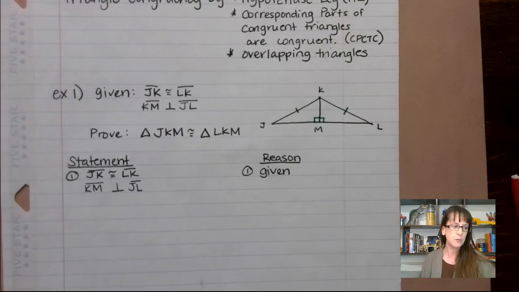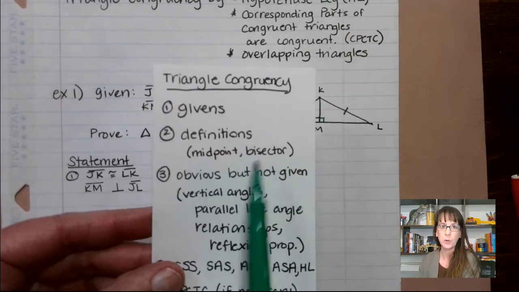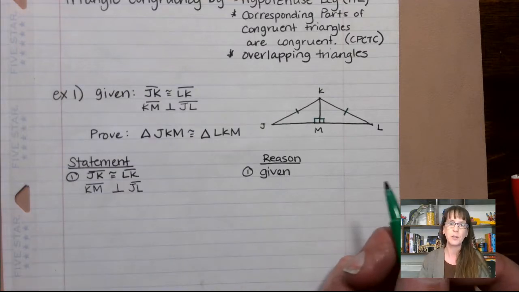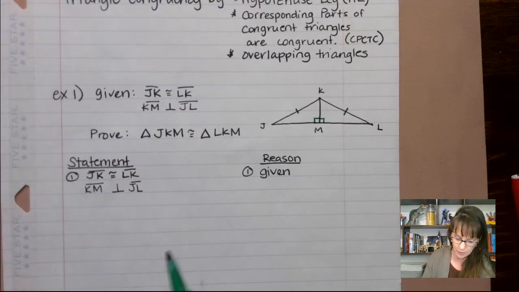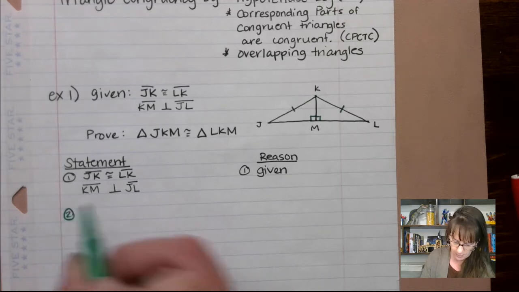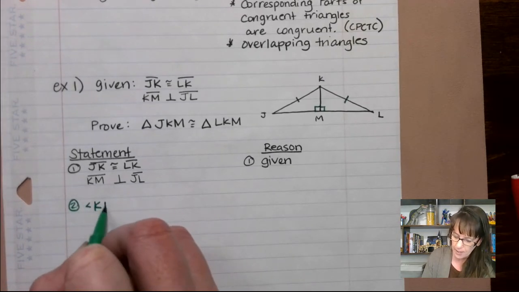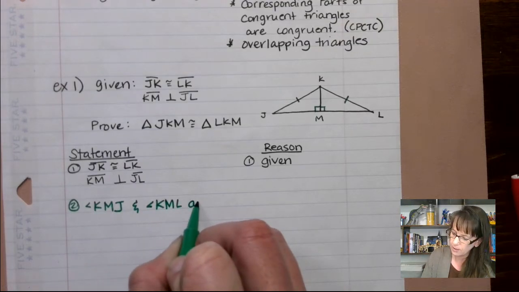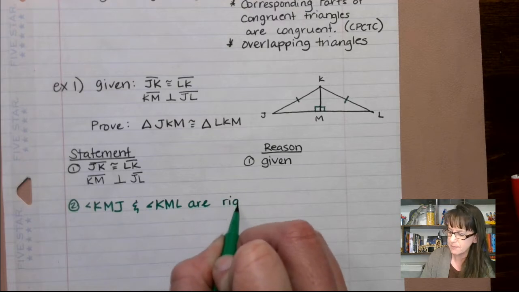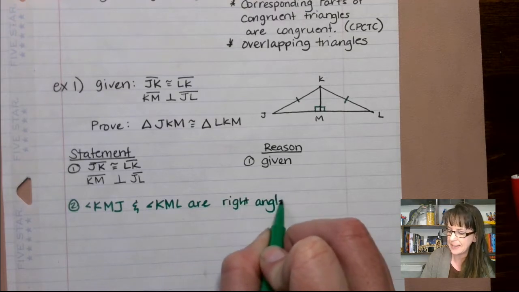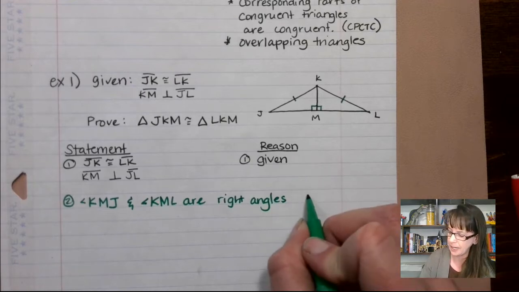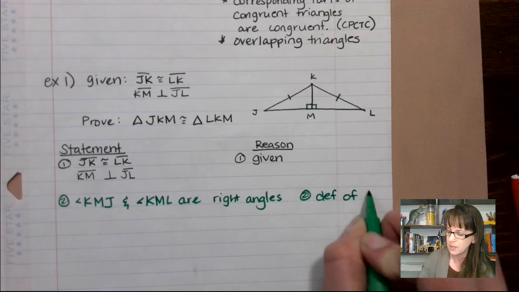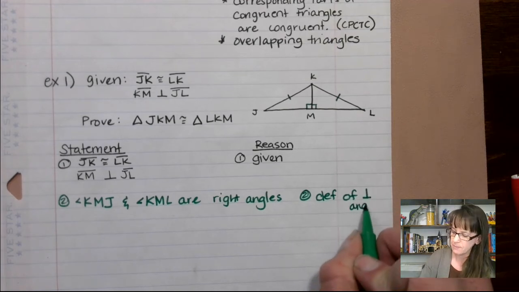So as far as our notes go here, definitions, this would be a good one. And in fact, we should probably add it to our notes. If you see perpendicular there, we have to give a definition for that. So that means that angle KMJ and angle KML are right angles. And that is the very definition of perpendicular angles. So we can say definition of perpendicular angles.